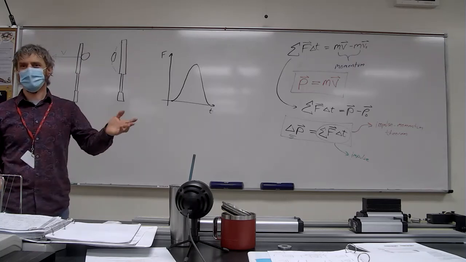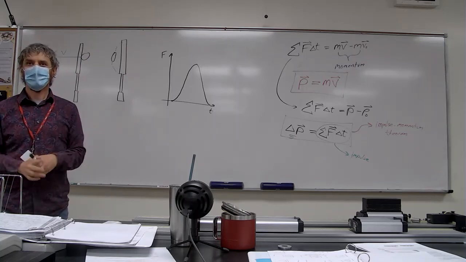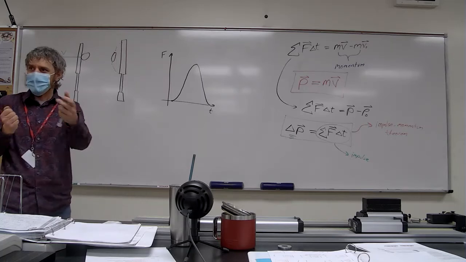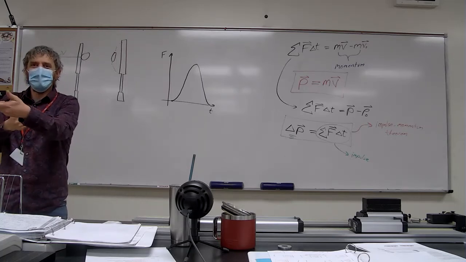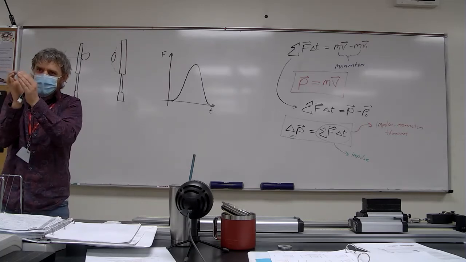We can watch baseballs being hit by baseball bats. It's the same physics. When you hit a baseball with a baseball bat, the bat will flex. The bat will bend a little bit. The ball will squish a little bit.